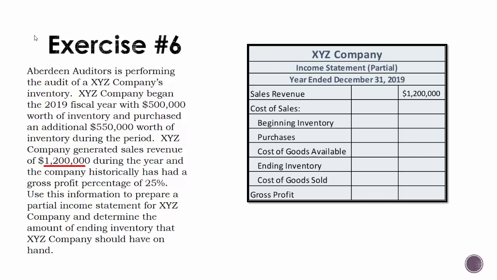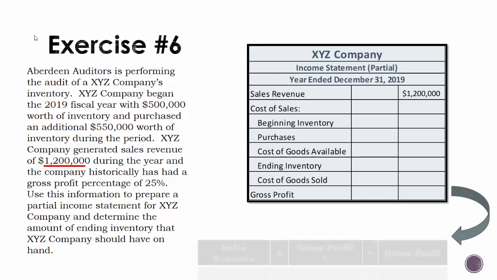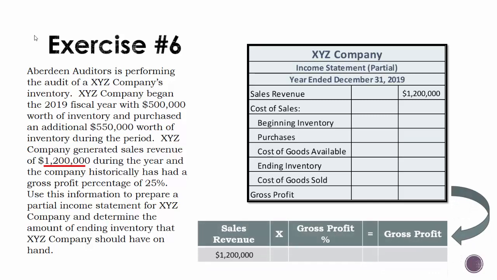Well, we know what percentage historically XYZ Company has had of gross profit compared to their revenues. Their gross profit percentage is 25%. Well, if they did $1.2 million in revenues and their gross profit of that was going to be 25%, like it usually is, we can multiply our sales revenue by our gross profit percentage of 25% to determine that XYZ Company should have a gross profit of about $300,000.